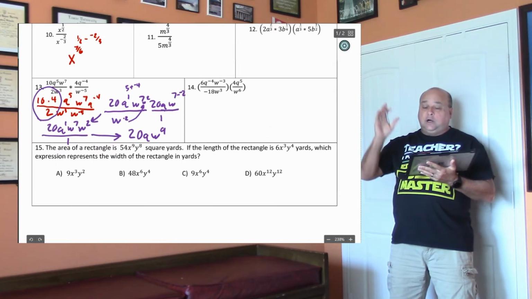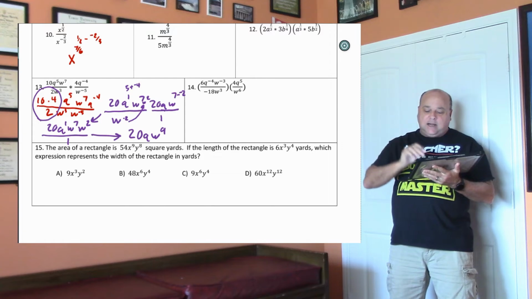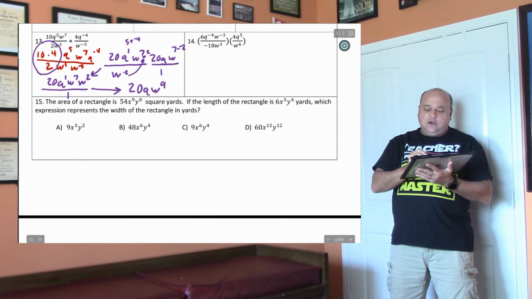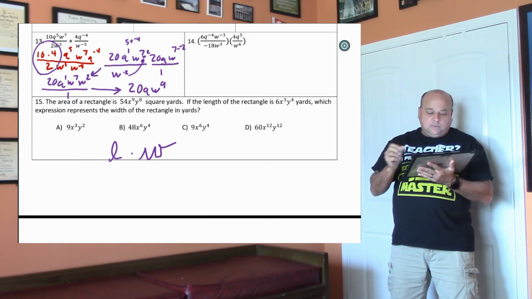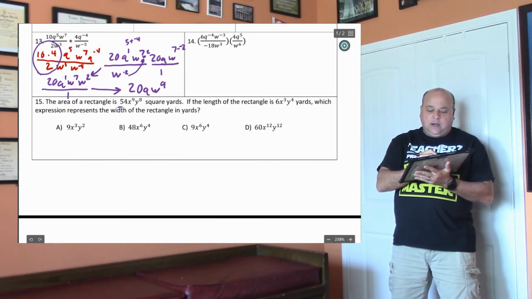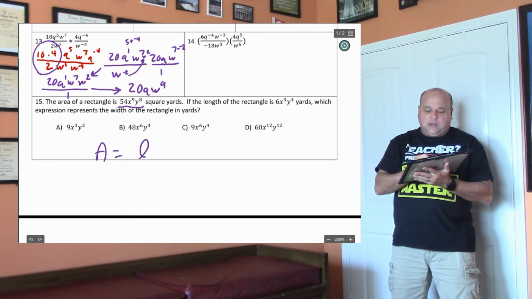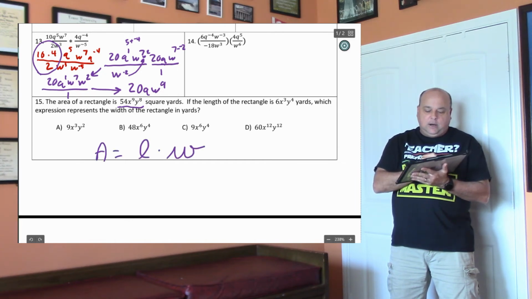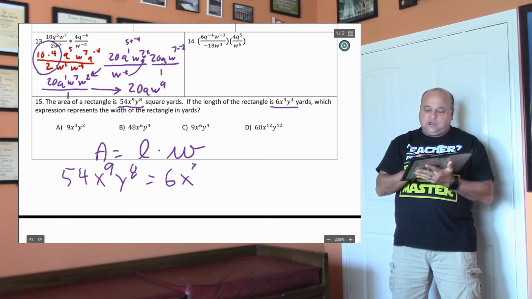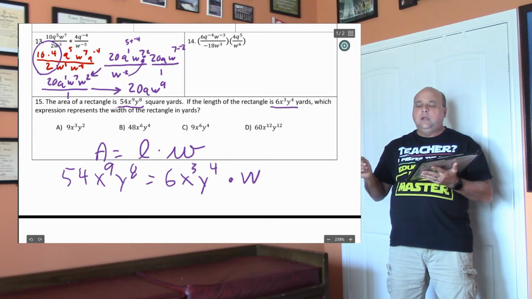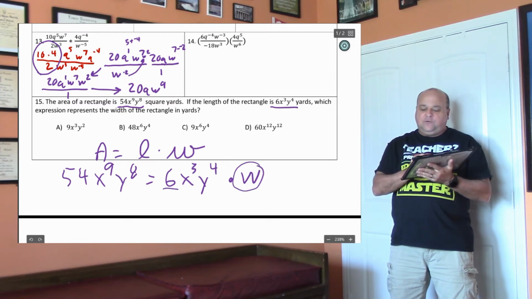Okay, I'm going to let you try to get 14 on your own. If you need help, contact your teacher. Number 15, you're going to do length times width. Okay? I'm sorry, you're not going to do length times width. The area is this, so the area equals the length times the width. Your area is 54x to the 9th y to the 8th, and it's equal to the length, which is 6x cubed y to the 4th, and then you're going to multiply that times the width. So to get the width all by itself, you're going to have to divide this, aren't you?